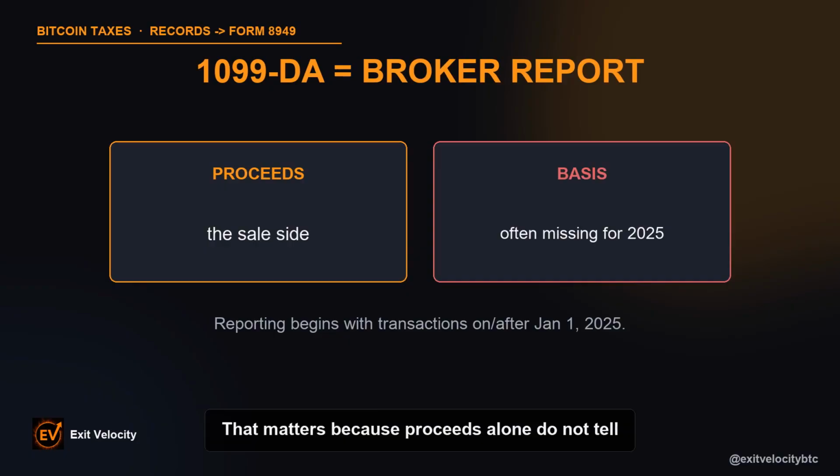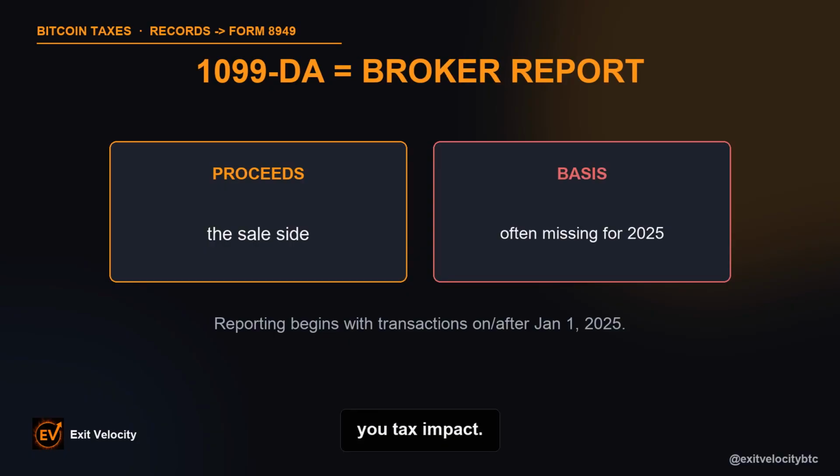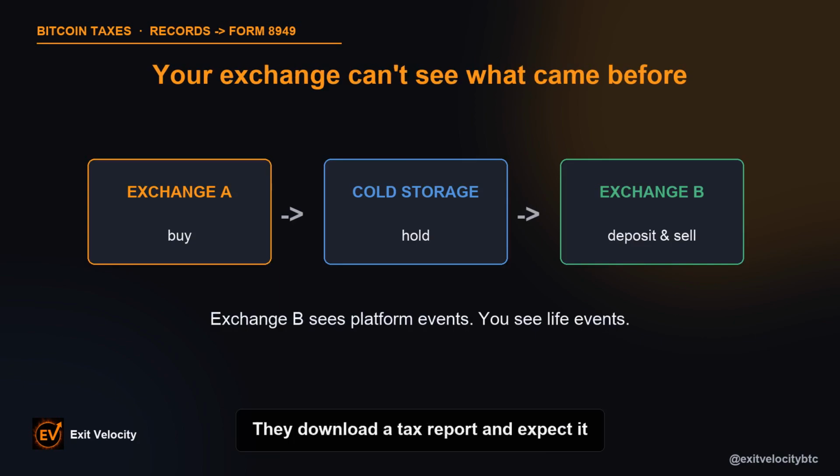That matters, because proceeds alone do not tell you tax impact. If you sold Bitcoin for $5,000, that is not automatically a $5,000 gain. Maybe your basis was $2,000. Maybe it was $4,900. Maybe it was $5,500. The proceeds are just the sales side. The basis is the memory side. Without basis, you do not have the answer. You have half the receipt. This is where a lot of people get frustrated with exchanges. They download a tax report and expect it to be complete.